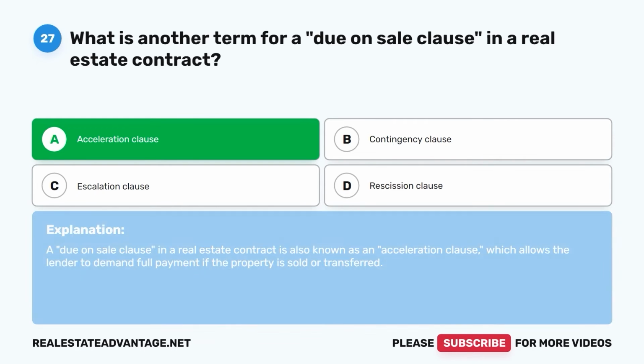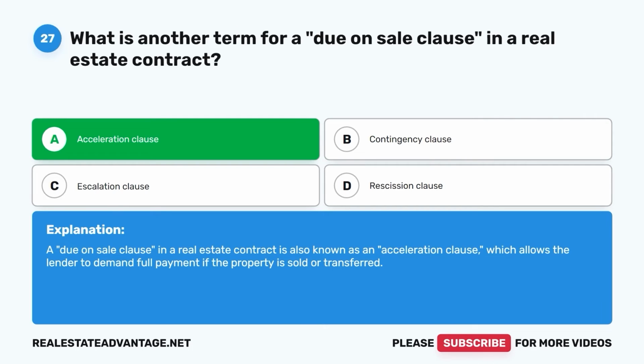Acceleration clause. A due-on-sale clause in a real estate contract is also known as an acceleration clause, which allows the lender to demand full payment if the property is sold or transferred.